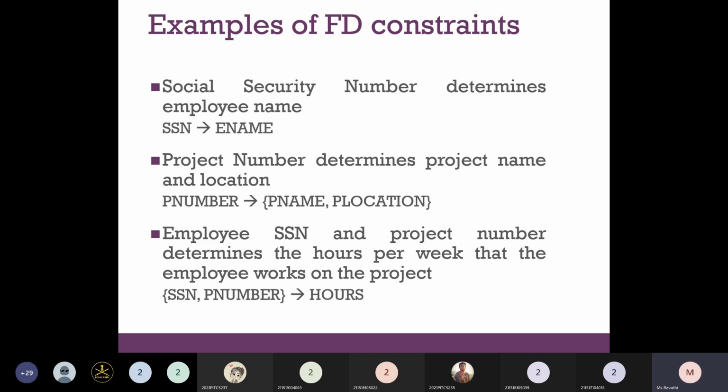One more example: consider the employee SSN and the project number determine the hours per week that the particular employee works on the project. In that case, we can say that the composite attribute, social security number and P number, which is a set of attributes, determines the value hours in the works-on relation. So these are some examples of what a functional dependency is.